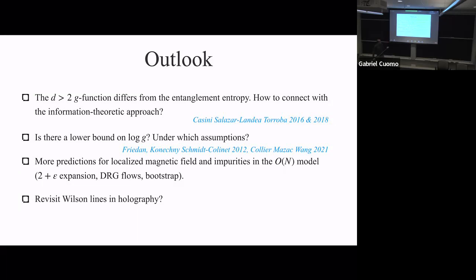More concretely, my task: can we make more predictions for the models I studied, in particular for the impurity? It would be very nice to have a bootstrap approach, but it's not clear how easy it is. So like non-perturbative, but really not extrapolations. And then, we are now revisiting Wilson lines in weakly coupled gauge theories, but it would be nice to revisit them from the holographic viewpoint.